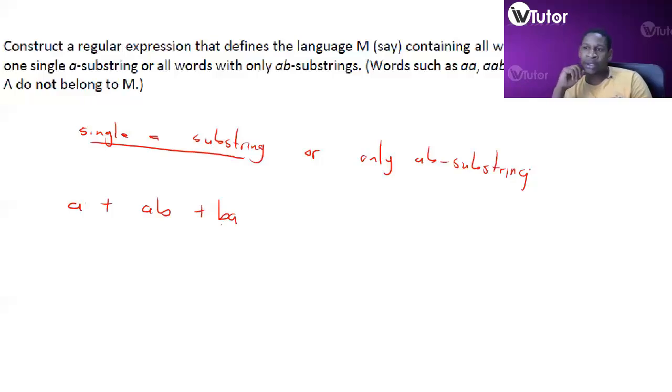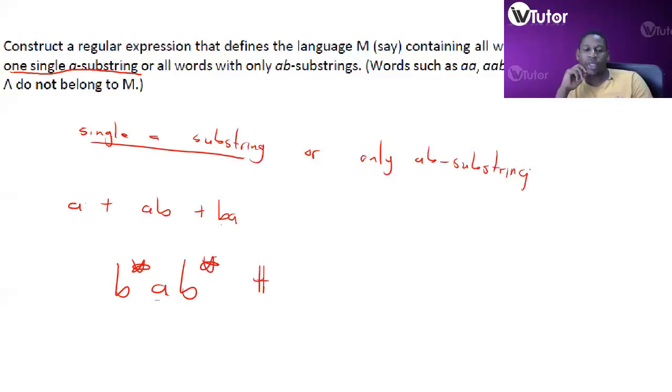There's one thing that I did not mention here: words with exactly one single A substring. When they say exactly one single A substring, we're saying the word should have only one A in it. So we need only one A in it. It can have as many B's as you want, as long as you have a single A in it. Then it's a word that is acceptable.